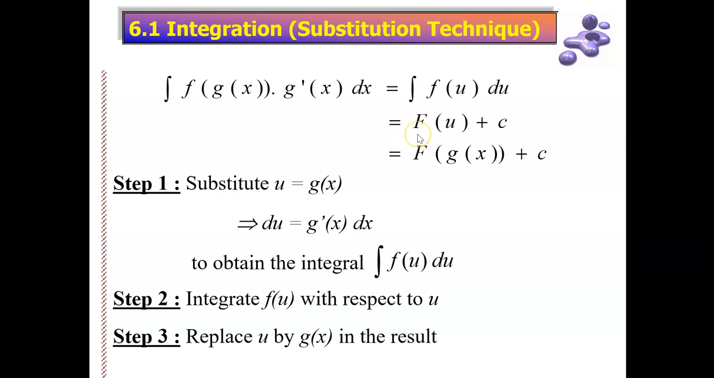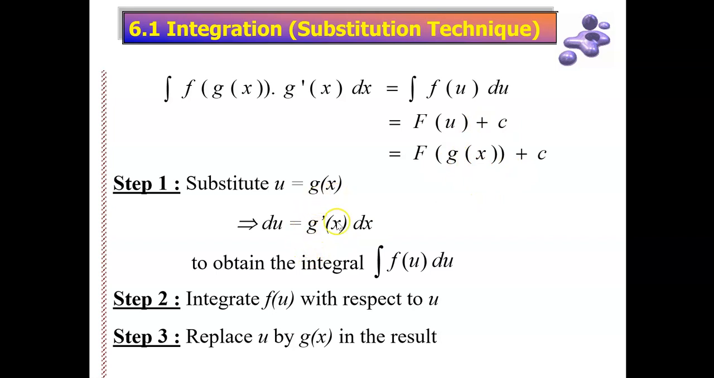So we're going to have an equation like this: capital F(u) plus C. What capital F means is the output after you integrate, right? So this is it, capital F(u) plus C. So the u previously is g(x), the one you substituted with u. So g(x) is actually equal to u. So you're going to put the g(x) back into the equation.